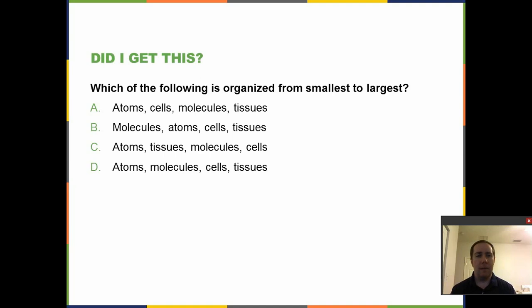D. So somebody said D, and so the question is smallest to largest. And so atom is the smallest thing. You take atoms, put them together to make molecules, put those molecules together to make cells, and cells come together to make tissue. So yes, D is correct. A, B, and C take those same things and put them in the wrong order.